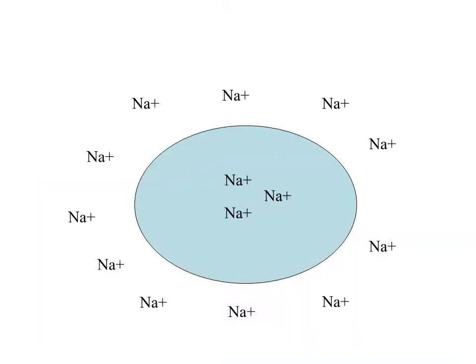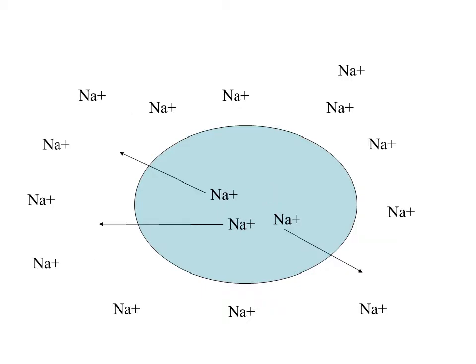This slide illustrates I have a high concentration of sodium outside of the cell. If I take one of those sodium molecules that's inside the cell and push it outside, that would be an active transport. Here is sodium being moved against its concentration gradient.